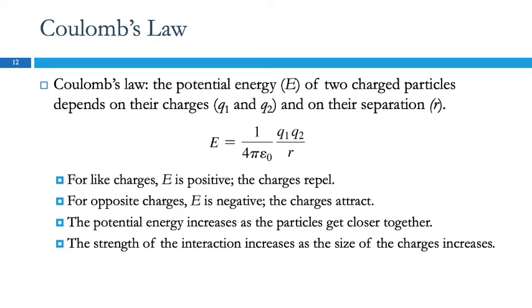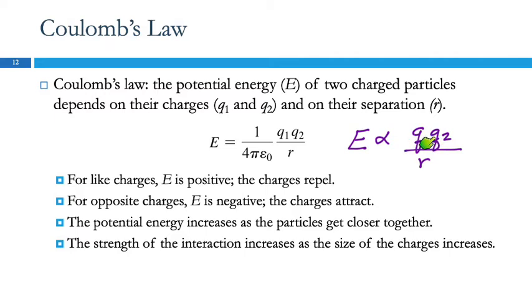And we also need to talk about Coulomb's law. So this is a mathematical illustration of Coulomb's law. And what we need is E is proportional to the charge on one thing times the charge on the other thing divided by the distance between them. So the potential energy, E, of two charged particles depends on their charges and their separation.